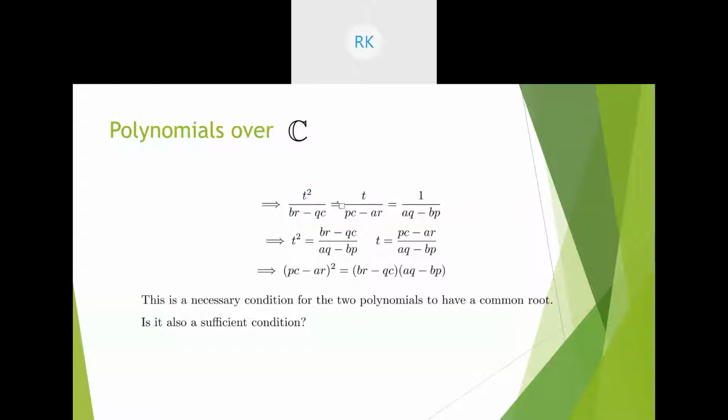The only way in which this method becomes invalid is when AQ minus BP equals 0. In that case, this final expression will also become invalid. I mean, there is division by 0, and you can't do that.